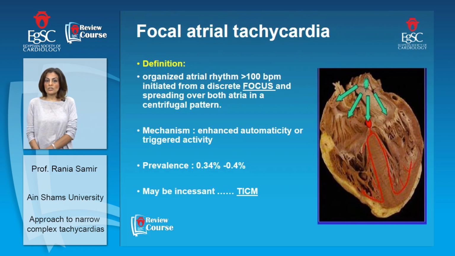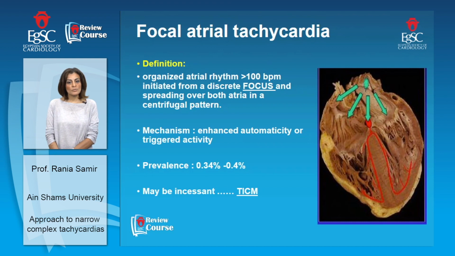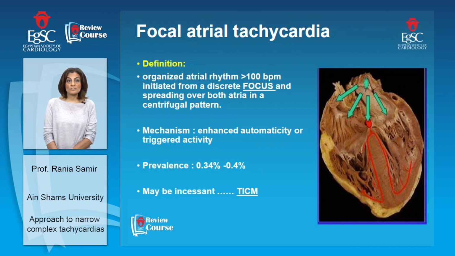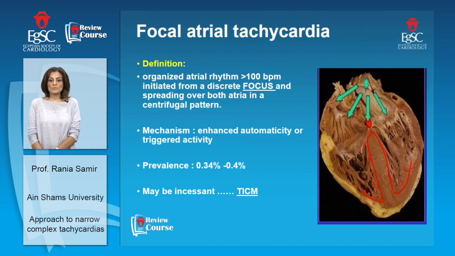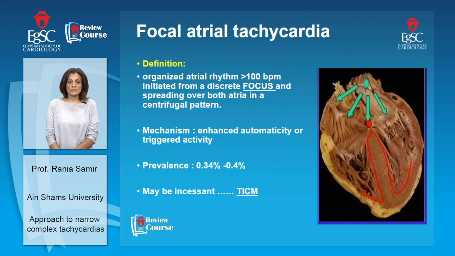This type of tachycardia, focal atrial tachycardia, has a low prevalence in the general population. It's not a very common arrhythmia. It's only common in the pediatric age group, and when it occurs in pediatric age groups, it's most commonly incessant and might precipitate tachycardia-induced cardiomyopathy. And when tachycardia-induced cardiomyopathy happens, this prompts an acute intervention or acute management that will terminate this tachycardia at once.